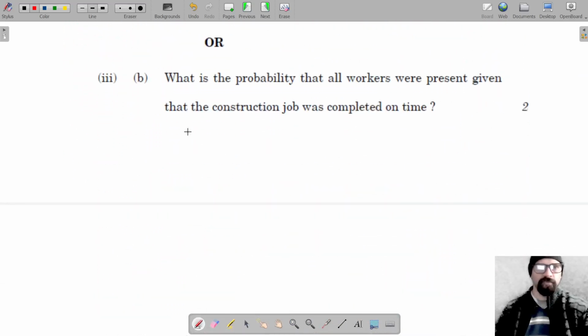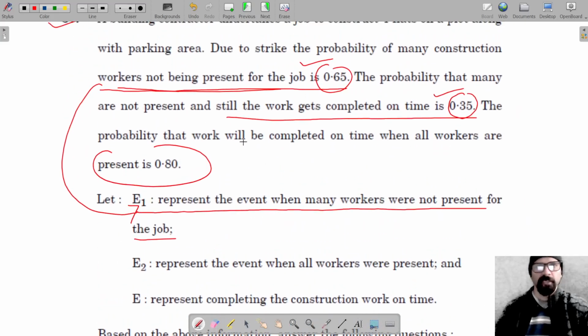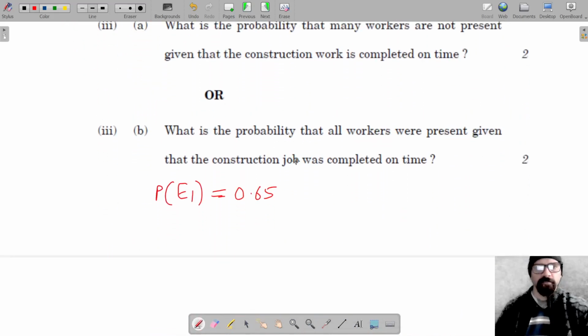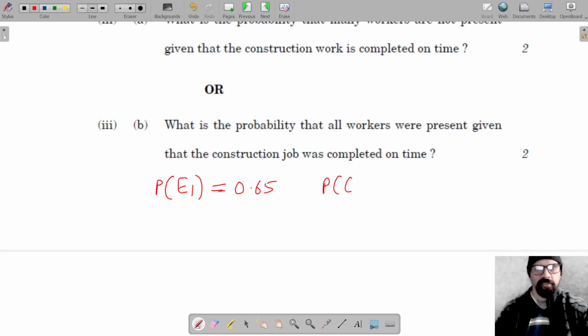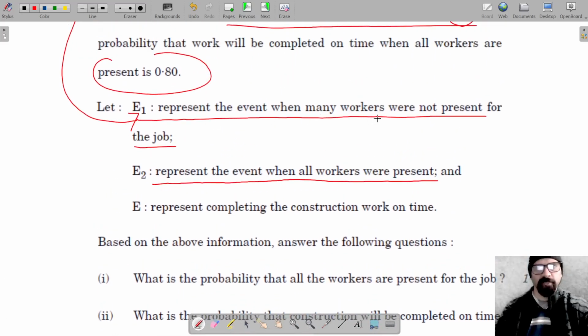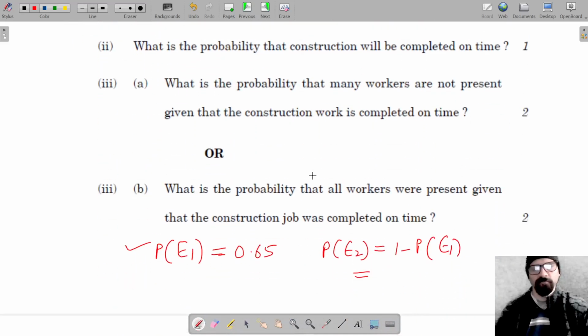So let's write down what is given to us. So probability of E1, that is the workers not present on the job, is 0.65. Okay, now let's read out the second one. E2 represents the event when all the workers are present. So E2 is the probability that when all the workers are present, and that would be 1 minus probability of E1, because E1 means the event when many workers were not present, and E2 is the event when all the workers were present.